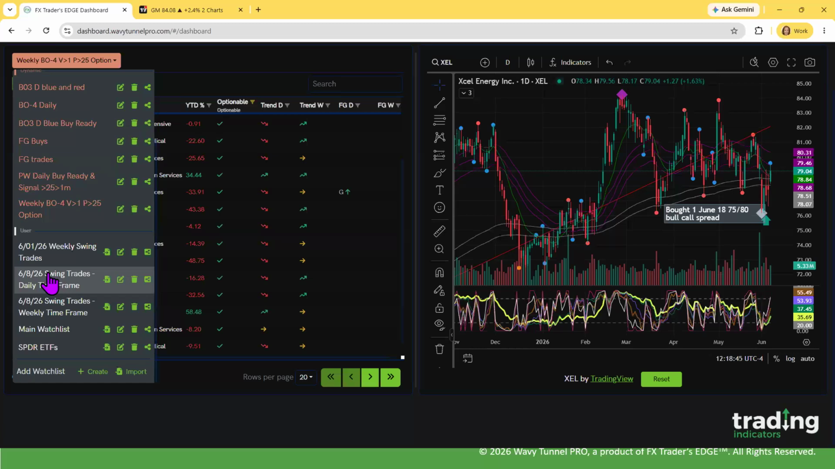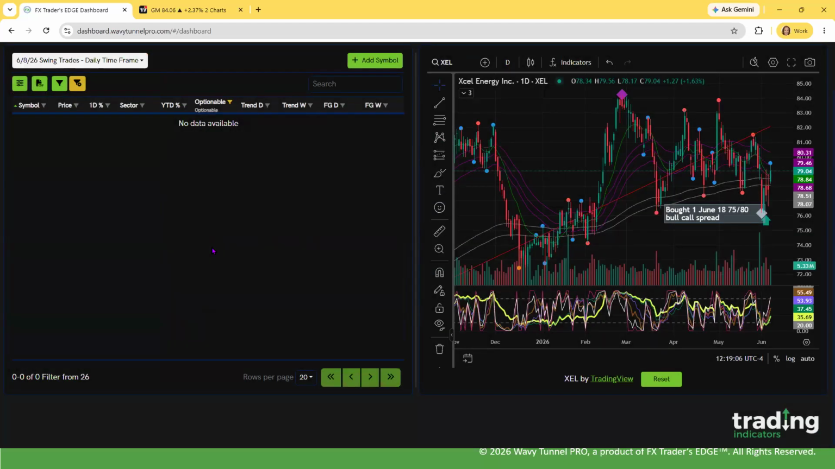So let's look at the daily time frame trades. Now, I haven't taken any positions yet this week. I just did this work yesterday to come up with the watch list. And typically, I will take the trades either this afternoon or tomorrow morning. So let's look at the dailies.